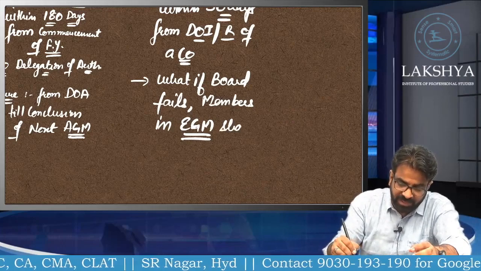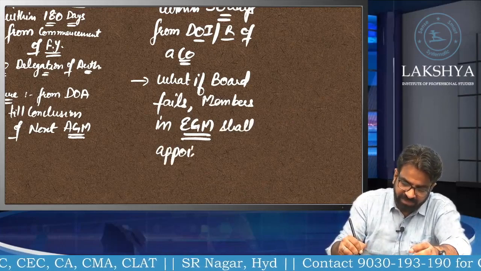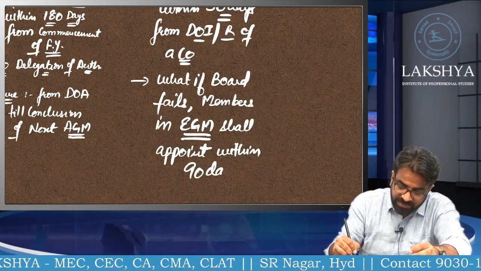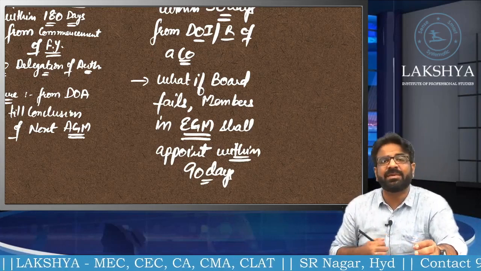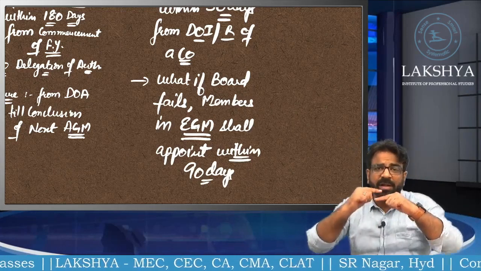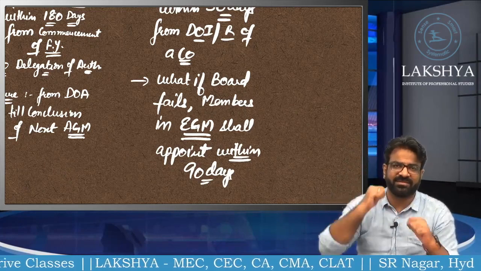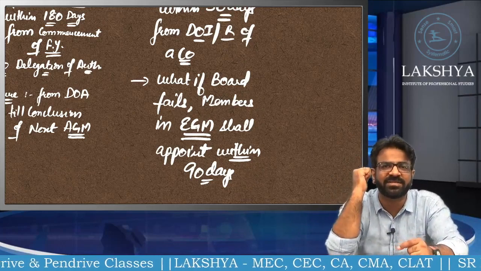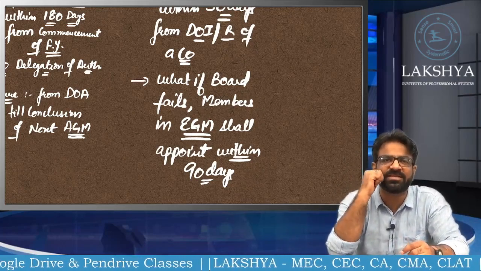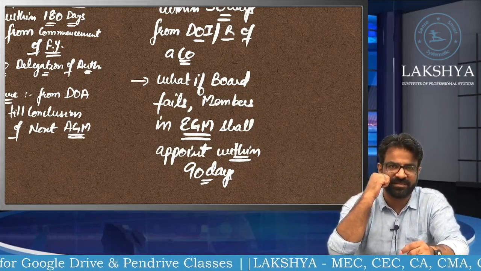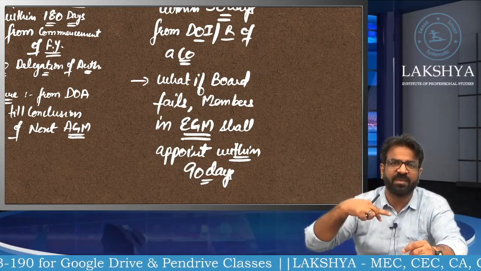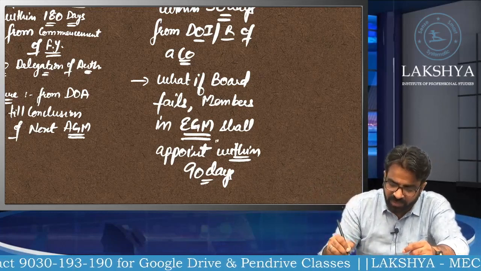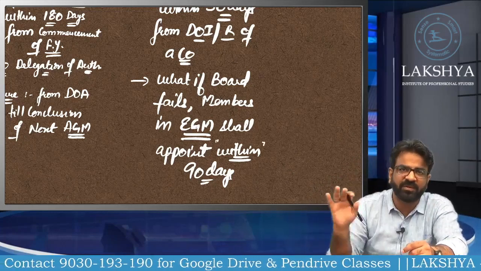Members in EGM shall appoint within 90 days. What is the point used? Within 90 days. Meaning, these 90 days already include the board of directors' 30 days. It means indirectly the next 60 days: 30 days of the board of directors and 60 days of members. So 30 plus 60 comes to 90. That's why the words used are "within 90 days". I hope everyone is crystal clear.